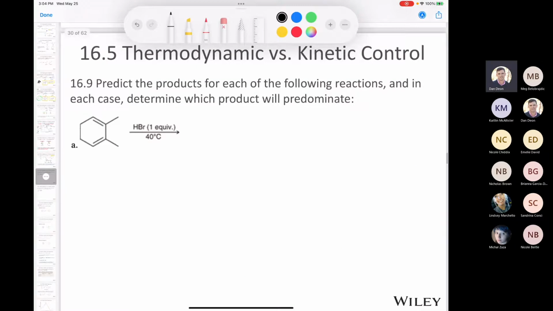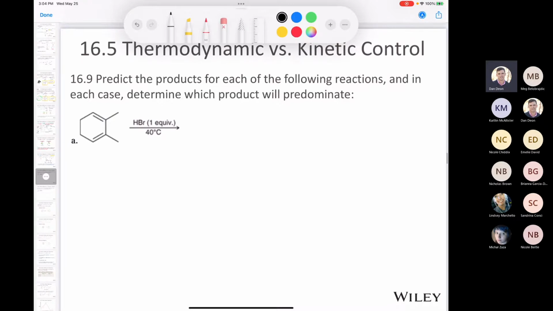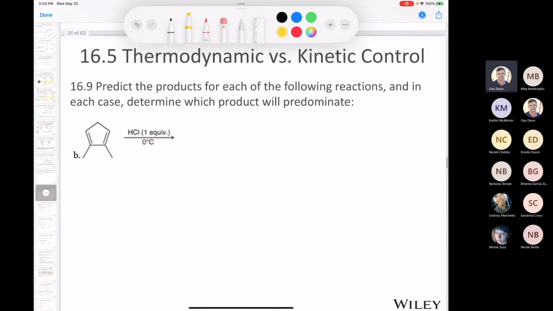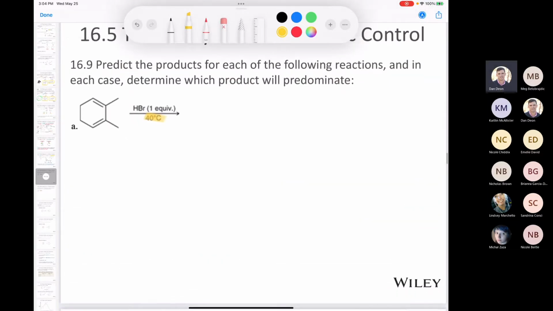Well, with all that in mind, let's try a problem here. It says predict the products for this reaction and determine which product is going to predominate. Well, I've chosen two problems. I chose one that we're doing at 40 degrees Celsius, and so the thermodynamic product is going to predominate. And then I chose another one that's at 0 degrees Celsius, so the kinetic product will predominate. Well, let's take a look here.